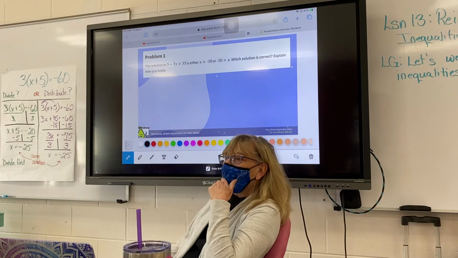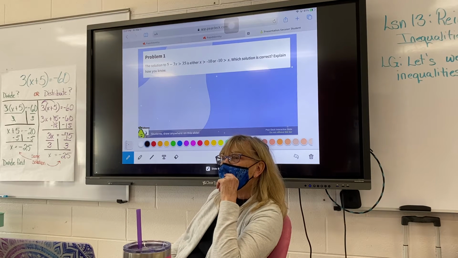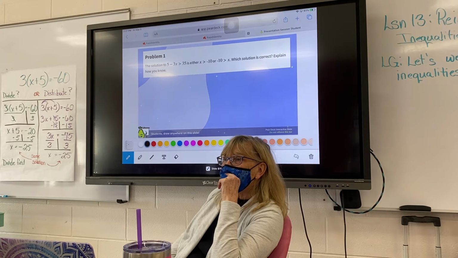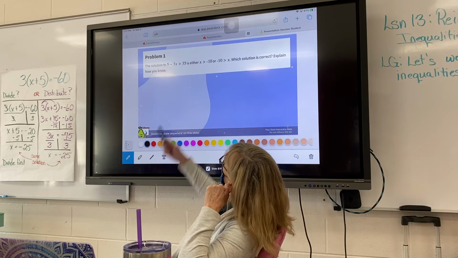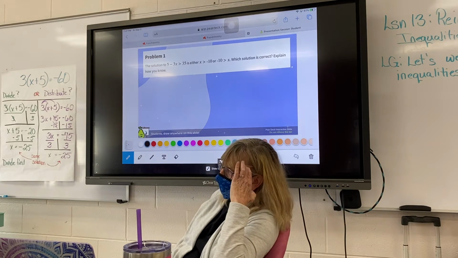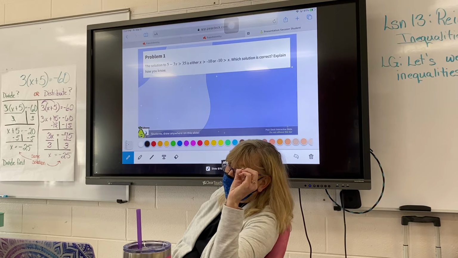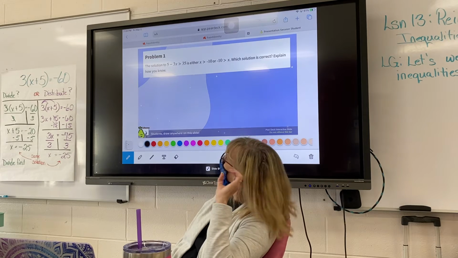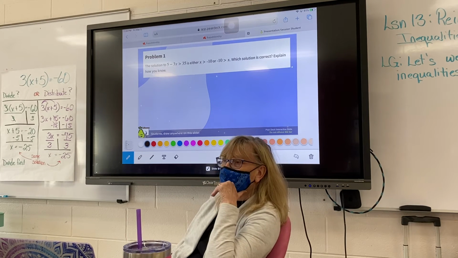Is that multiplying it by 3 or is it multiplying it by negative 3? It's multiplying it by negative 3. No, it's multiplying it by 3. Okay, so if I take a number greater than negative 10, give me a number greater than negative 10. How about 0? Is that greater than negative 10? Yes. Alright, so 5 minus 0, is that greater than 35? No.